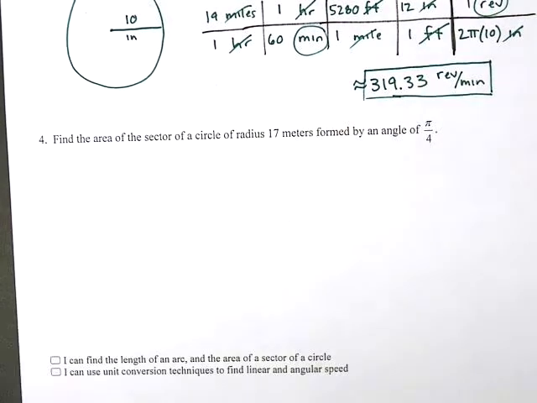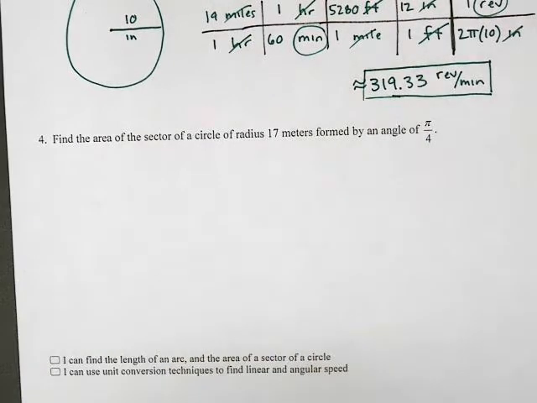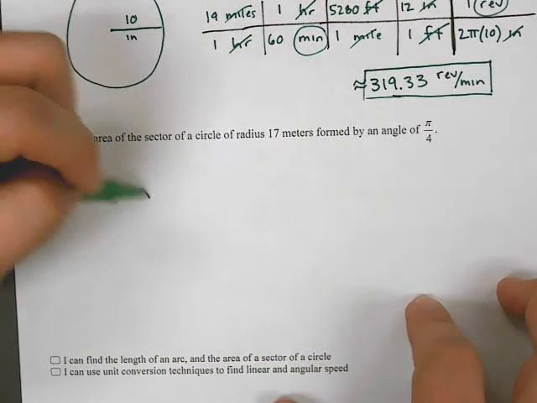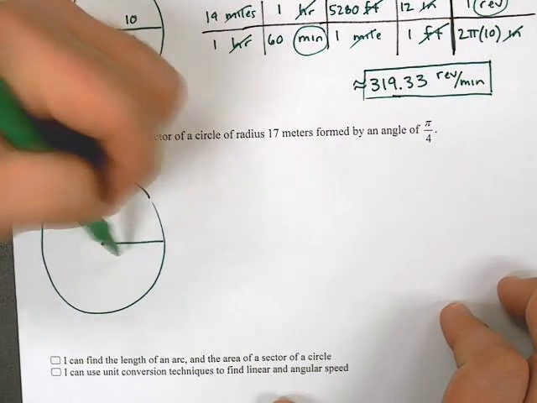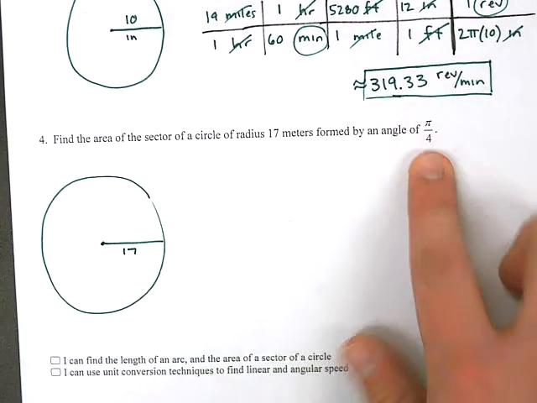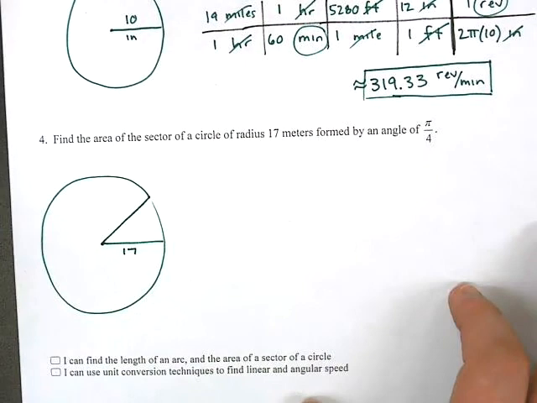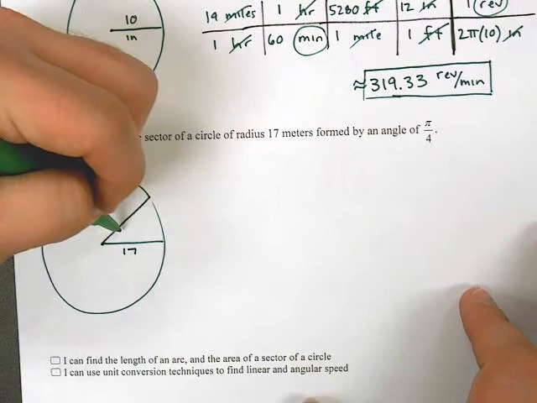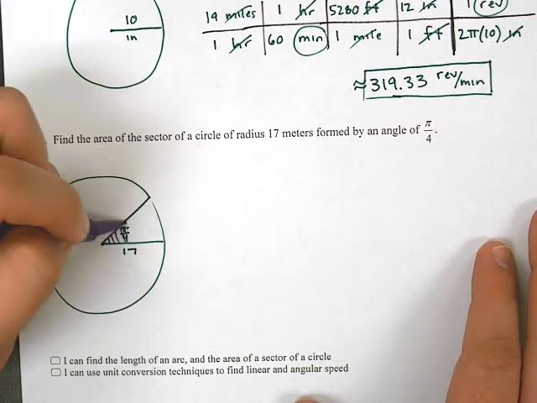Let's see here. Excuse me. Find the area of a sector of a circle of radius 17 meters. Oh, nice and easy. All right, I will draw this picture just so that we can see. All right, we know the radius is 17. Pi over 4, I know just from kind of working with angles a lot, that'll probably look something like that. And now we want the area of the sector, right?